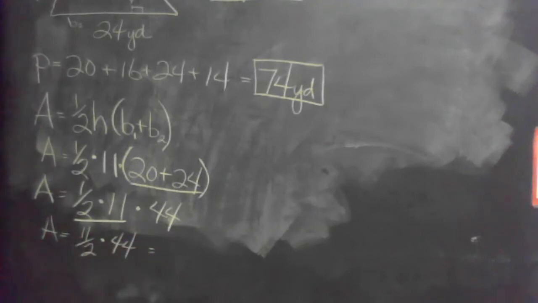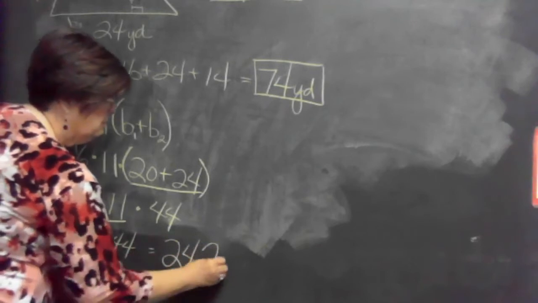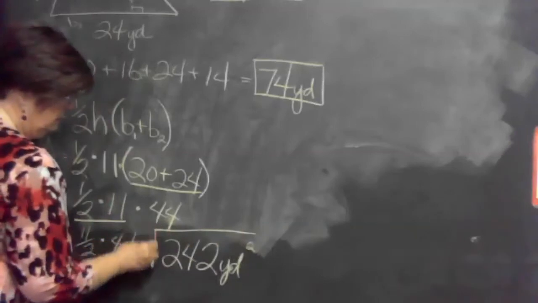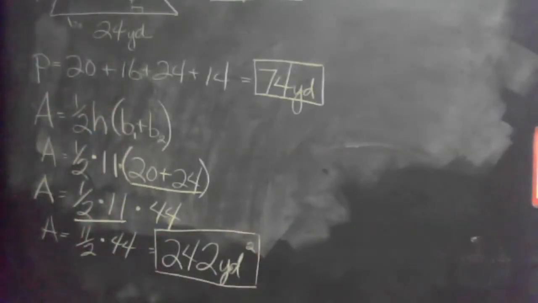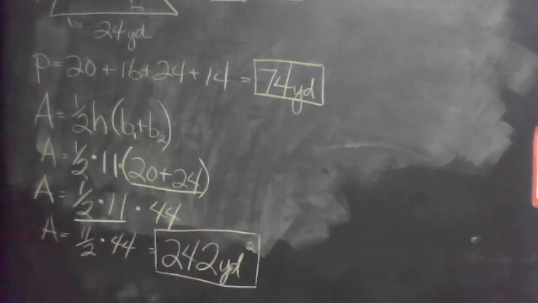Now, either use your calculator or you could do some cross canceling. And your answer should come, I think, check my answer. 242? And notice that it's squared because area is two-dimensional. So the units are squared. Everybody good?